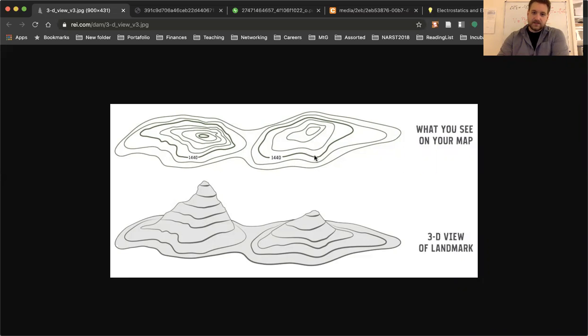This curve is the collection of all the points that are all 1,440 meters above sea level, which means they're all at the same H for MGH. They all have the same GH: same gravity environment, same planet, same height above the surface of the planet.